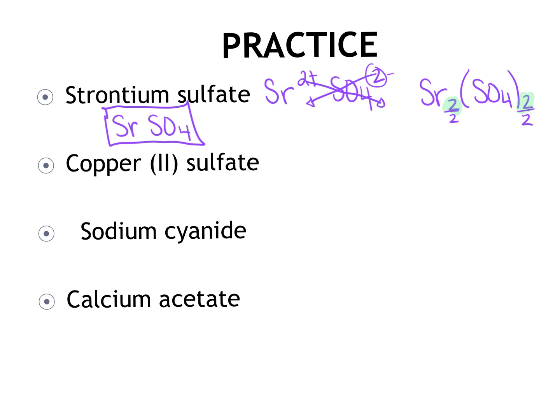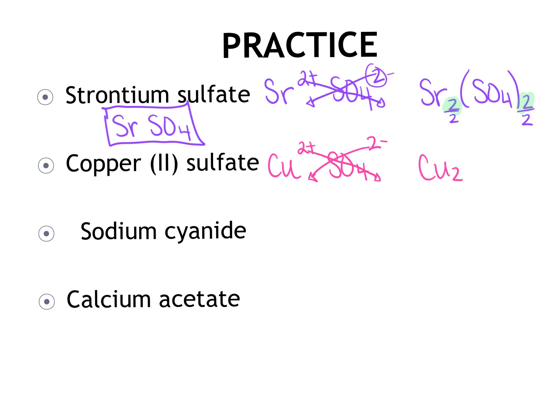Okay, let's look at copper 2 sulfate. What's the symbol for copper? And what kind of charge does this one have? 2. How do we know it's a +2? Remember, it's telling you in the name. All right, and then sulfate, did we just look this one up? So it's SO4 2 minus. What's the next step? Crisscross.